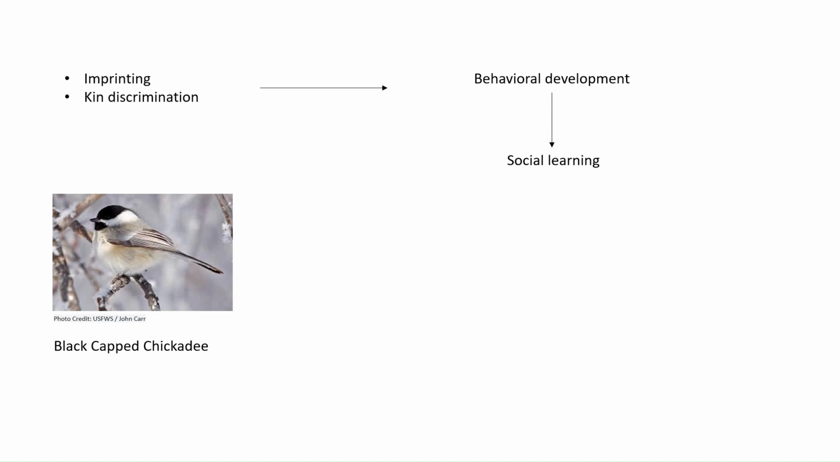And today in this video we'll learn about learning as behavioral development. Till now we studied about imprinting and kin discrimination, and both are a type of behavioral development which arises due to social learning. In this video, we'll understand about this learning and behavioral development by taking the example of a black-capped chickadee.